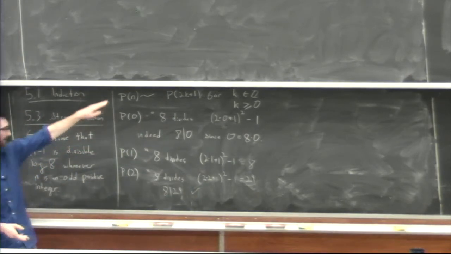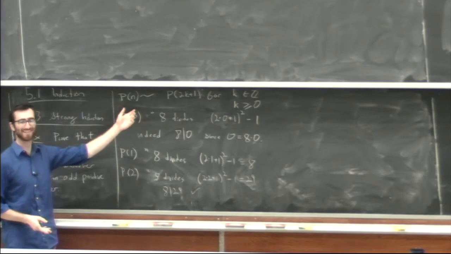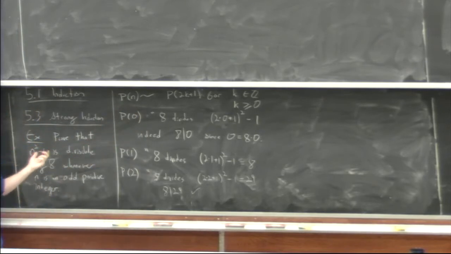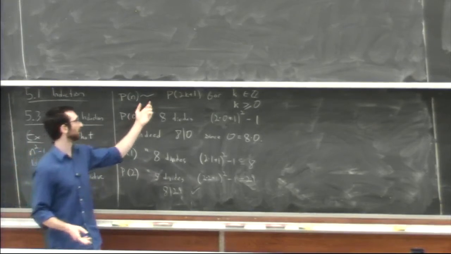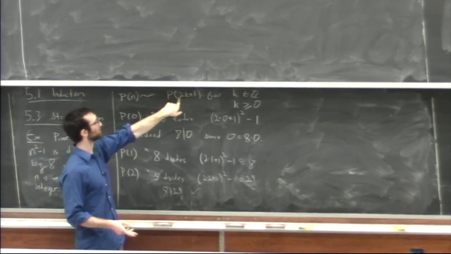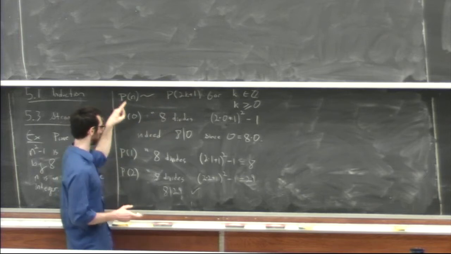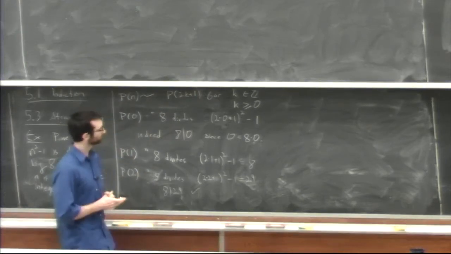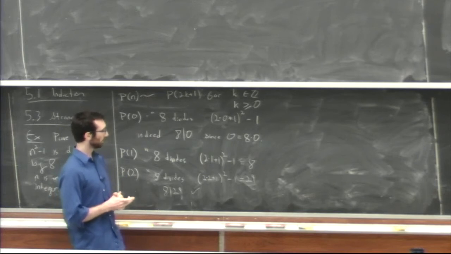Notice also that I changed the way that I was indexing things. Instead of letting n range over all positive integers, I changed so that I'm dealing with k. And now I'm only considering the statements P of 2k plus 1 for all k.